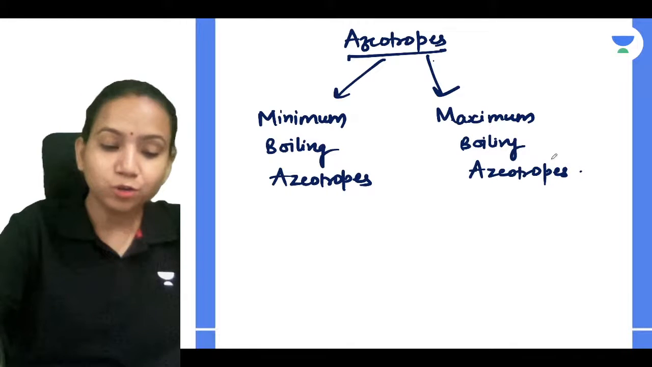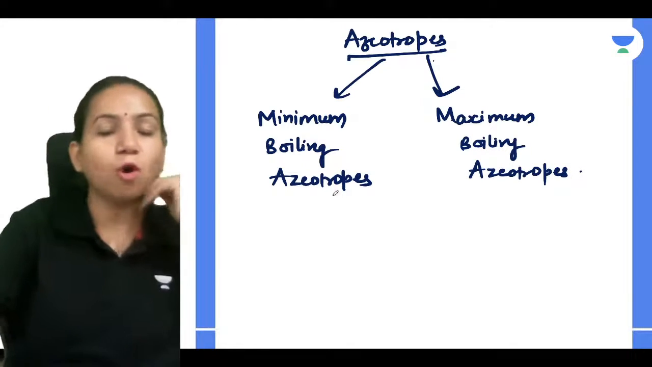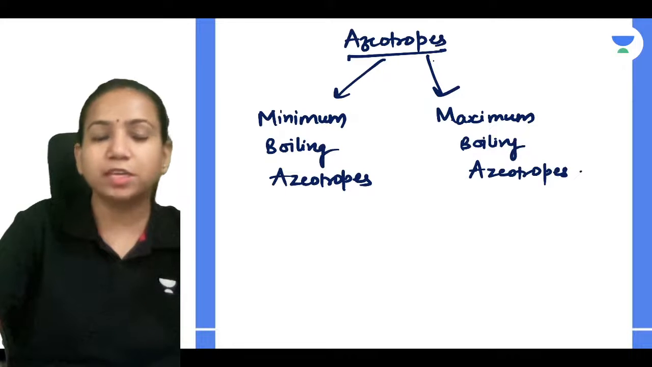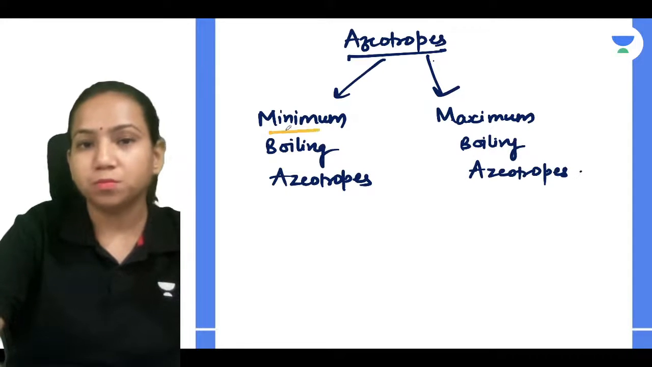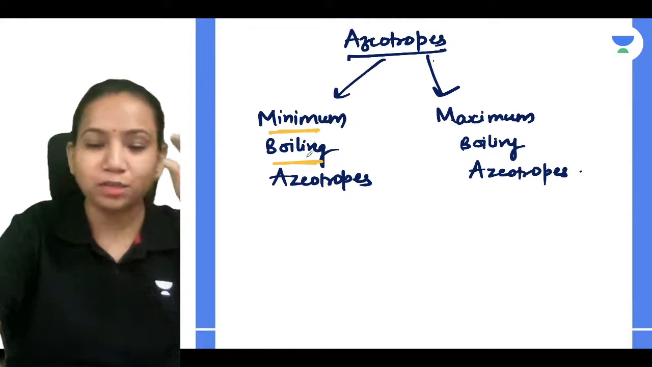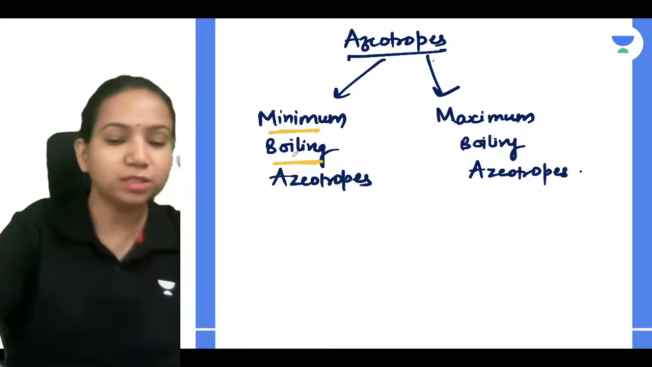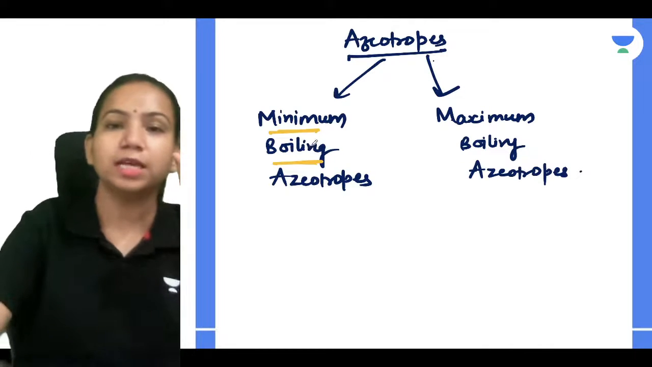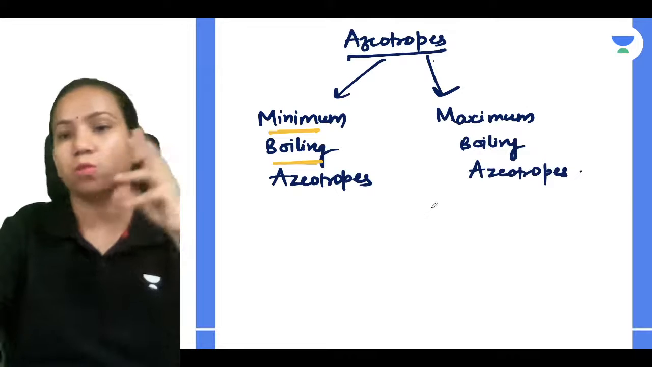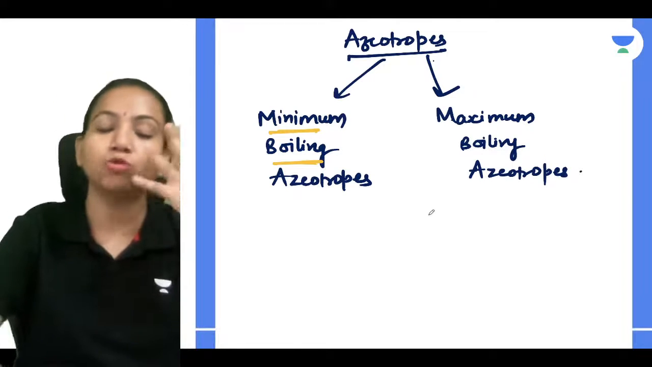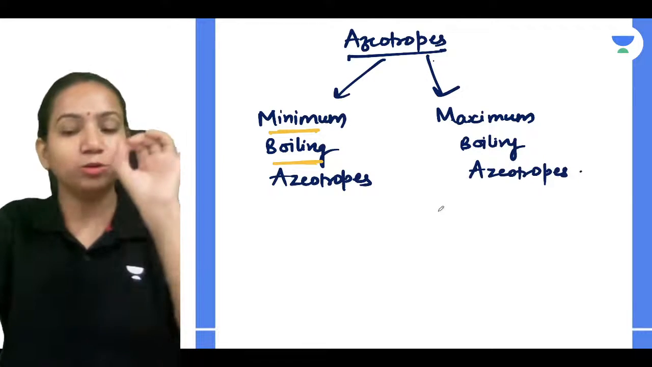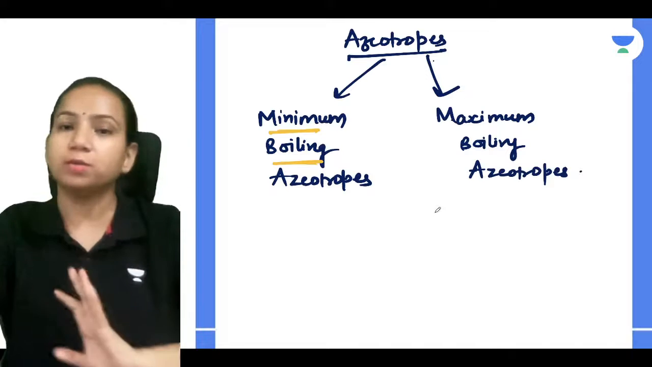Okay, now what you have to know in that case. Minimum boiling azeotropes means, from the name itself, minimum and boiling. So the boiling point is going to be less. By looking at this term itself, we can relate with it. And maximum boiling azeotropes, obviously, the boiling point is going to be maximum, it is going to be more. The moment you are learning the name, you are able to relate with it.